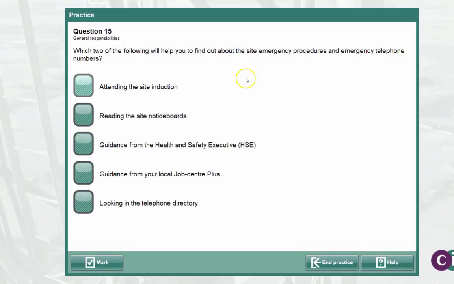Which two of the following will help you to find out about the site emergency procedures and emergency telephone numbers? Attending the site induction. Reading the site notice boards. Guidance from the Health and Safety Executive, HSE. Guidance from your local Job Centre Plus. Looking in the telephone directory.